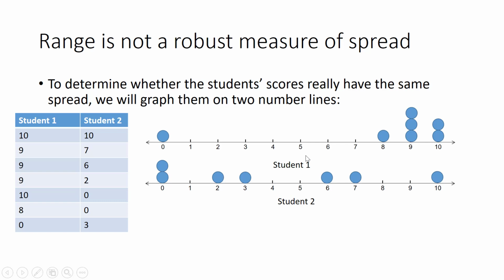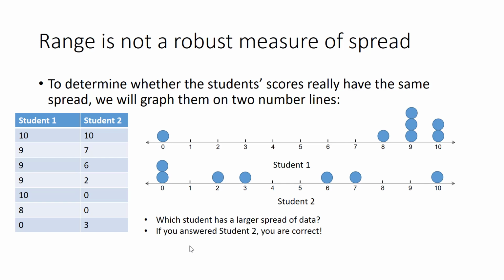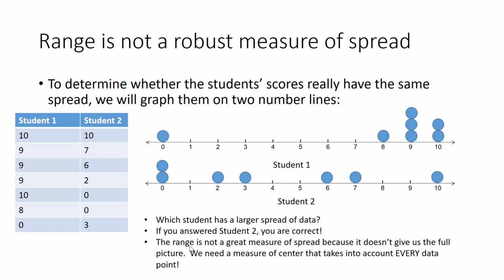Looking at student 1, we can see that all of the data points are clustered over here between 8 and 10, with the exception of this single outlier. For student 2, we can see that these data points are much more dispersed. So which of these students actually has a larger spread? If you answered student 2, you are correct.